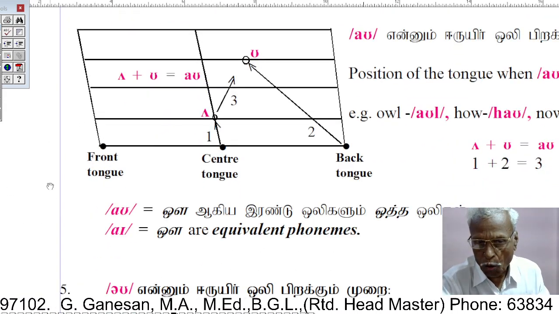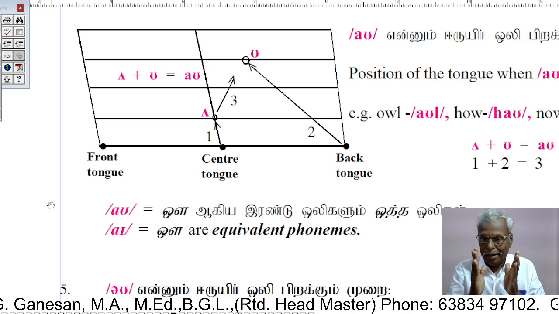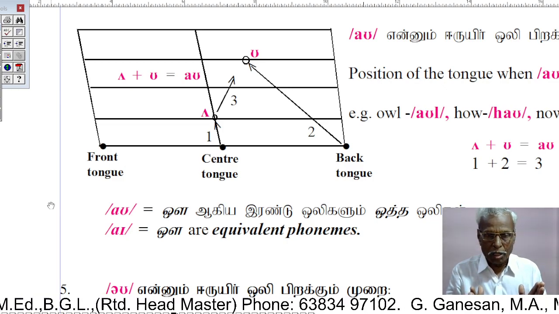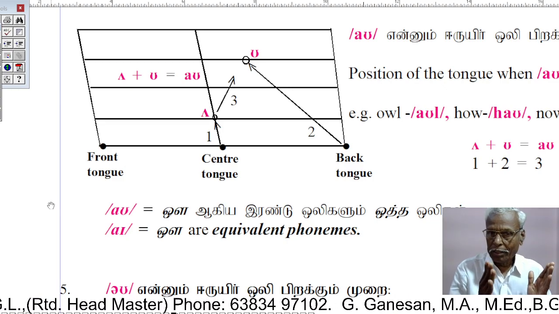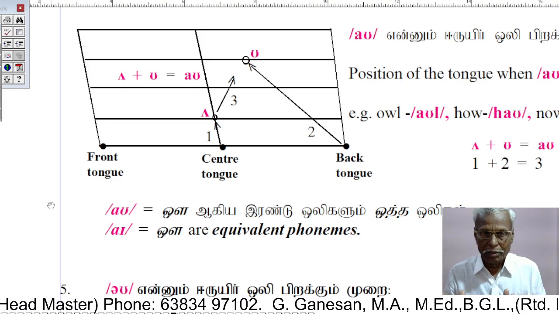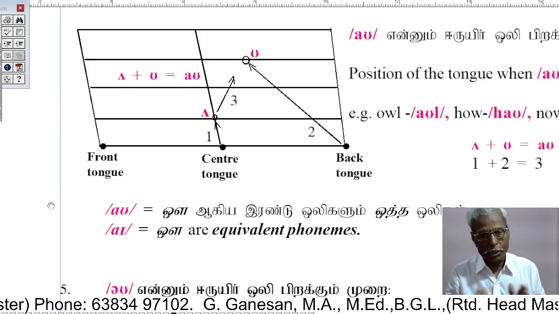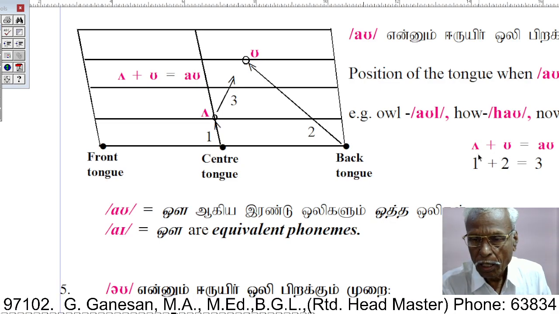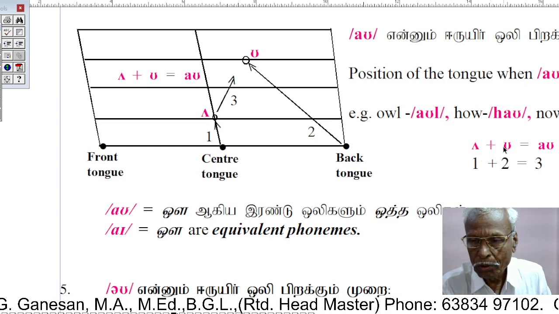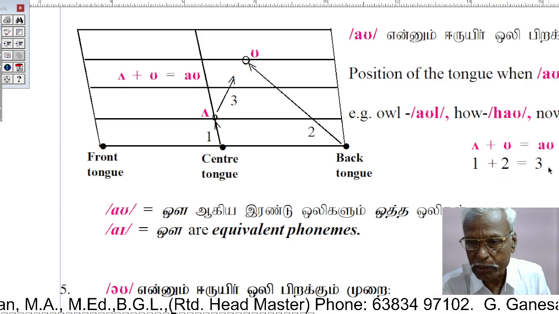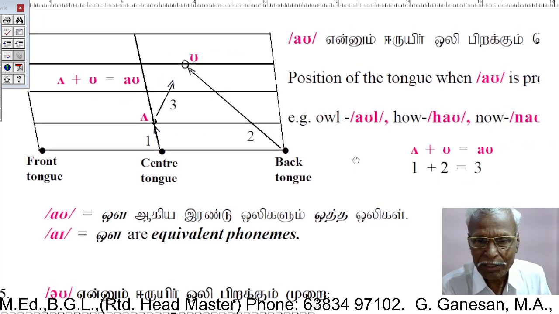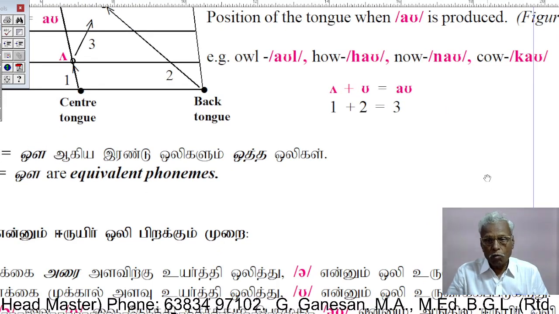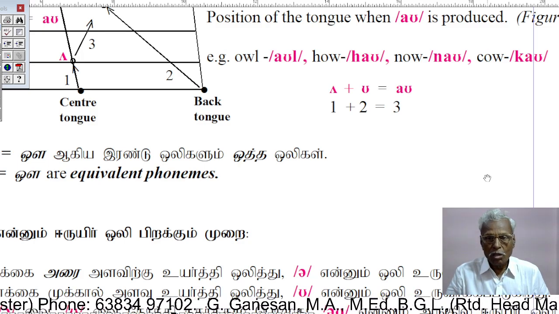This phoneme is identically equal in English and Tamil. That is, they are equivalent phonemes. English /aʊ/ is identically equal to the Tamil in all respects. That is, a plus u is equal to 1 plus 2 is equal to 3. See the examples. Owl, how, now, cow.